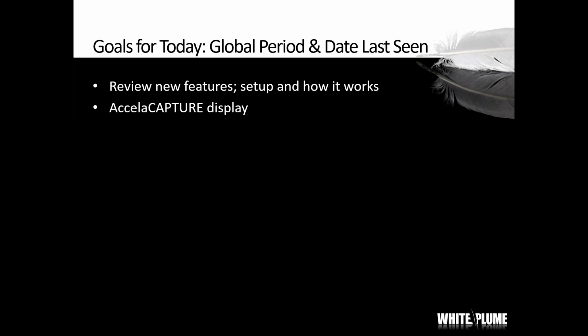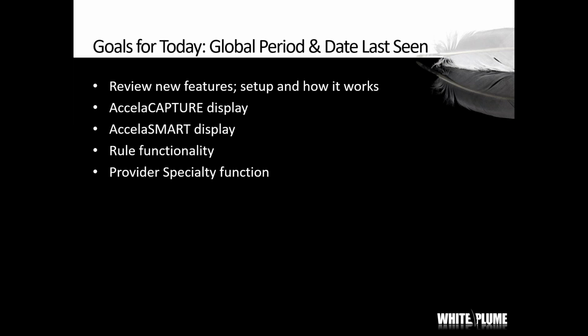This includes how and if you decide to display this information in your Excel capture form, how you can access it in Excel Smart, how to build rules against some of this information, if you have provider specialty, how to use that to customize the display even further, how the information is actually updated in the system, so that you know when to expect to start seeing the information. And lastly, how you can actually import historical data into the application suite if you wish.